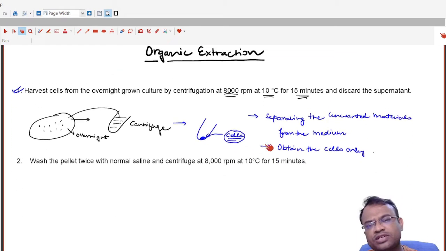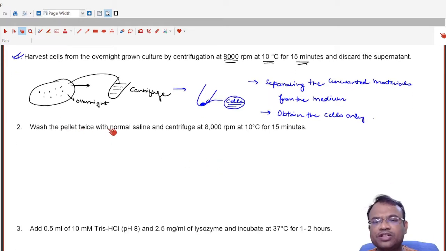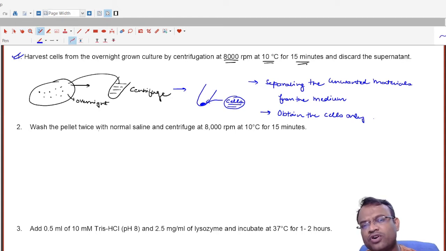Now let us move on to the second point. Wash the pellet twice with normal saline and centrifuge at 8000 rpm at 10 degrees centigrade for 15 minutes. Again, you have to wash the pellet. The pellet that you had obtained over here comprised of the cells.